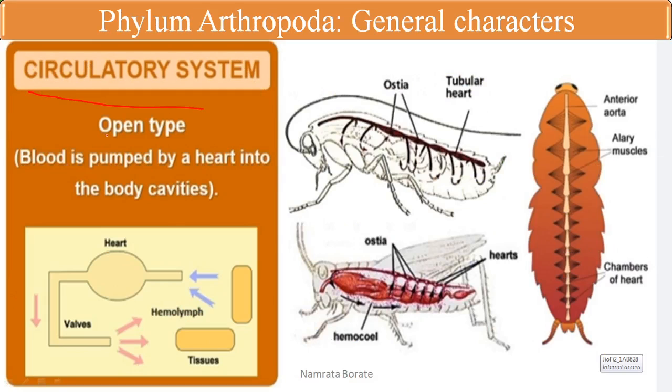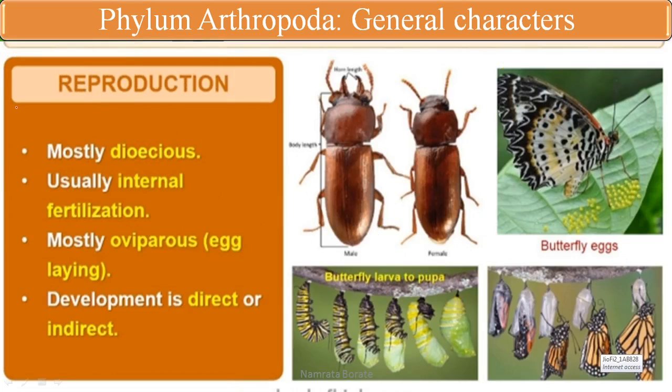The circulatory system is an open type of circulatory system, means there is absence of blood vessels. The blood is pumped by the heart into the body cavity. So this system is an open type of circulatory system.